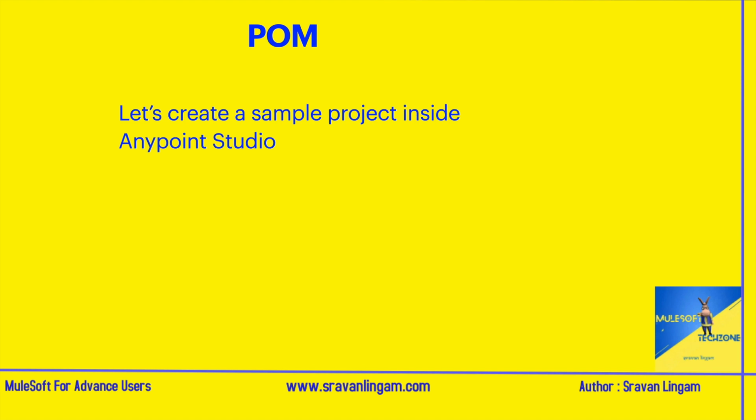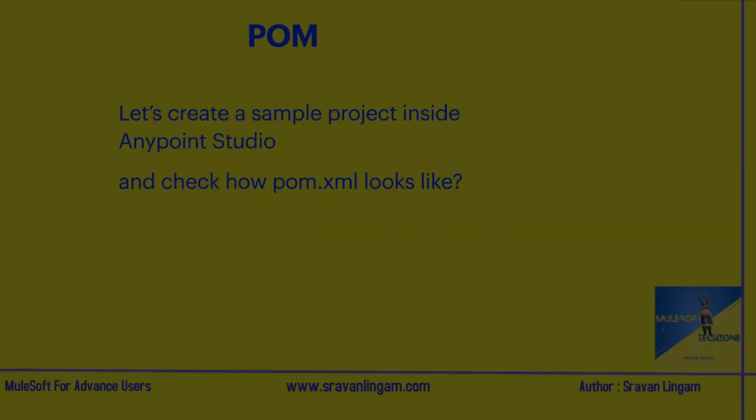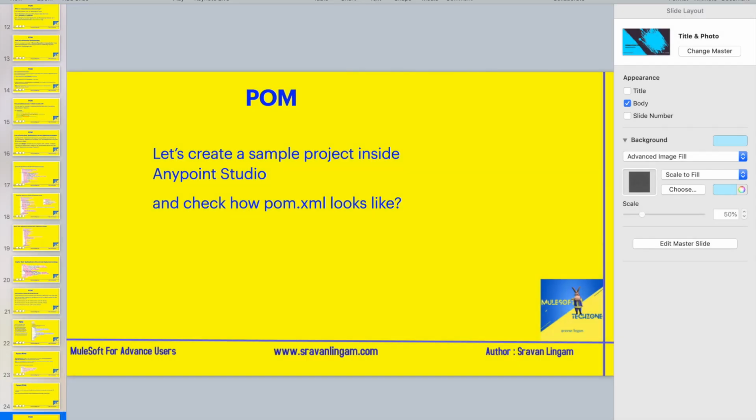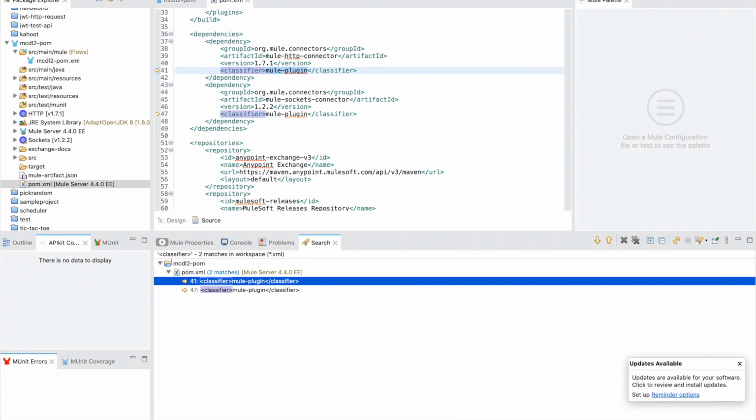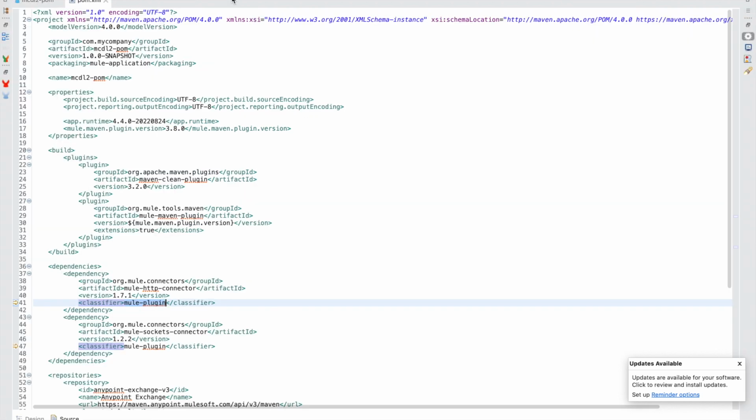So again, what we can do is create a sample project inside Anypoint Studio and check how pom.xml looks. Okay, shall we? I have already created a MuleSoft project. This is the basic structure that I got here.